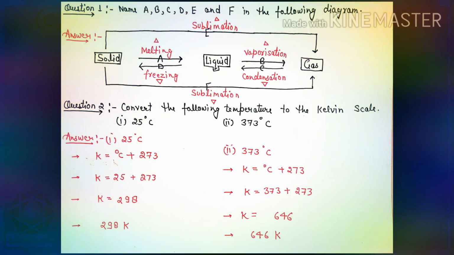Question number 1. Name A, B, C, D, E and F in the following diagram. And the answer is: when a solid is heated, it is converted into the liquid state, and this process is called melting, and the sign of heating is a triangle. When liquid is further heated, it is vaporized into the gaseous state. This is called vaporization. When gas is cooled down, it is condensed into the liquid state, and an inward triangle is the sign of cooling, and the process is called condensation. When liquid is further cooled, it freezes into the solid state, and this is called freezing.